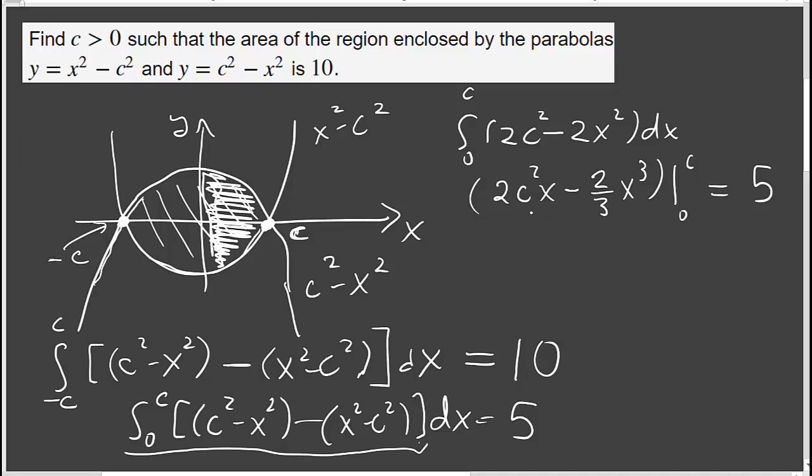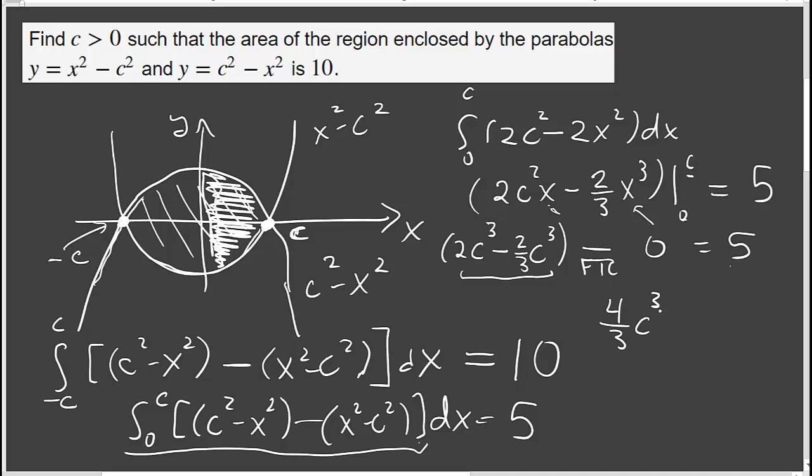So now we're going to use the fundamental theorem of calculus. We put in c for x, and we'll have 2c cubed minus 2/3 c cubed, minus, and now if we put in 0 for x into both terms, we just get 0, and that has to equal 5. So we need to find the value of c that will make this equal to 5. If we combine these two, we're going to have 4/3 c cubed equal to 5, or c cubed equal to 15/4. So c is going to equal the cube root of 15/4.